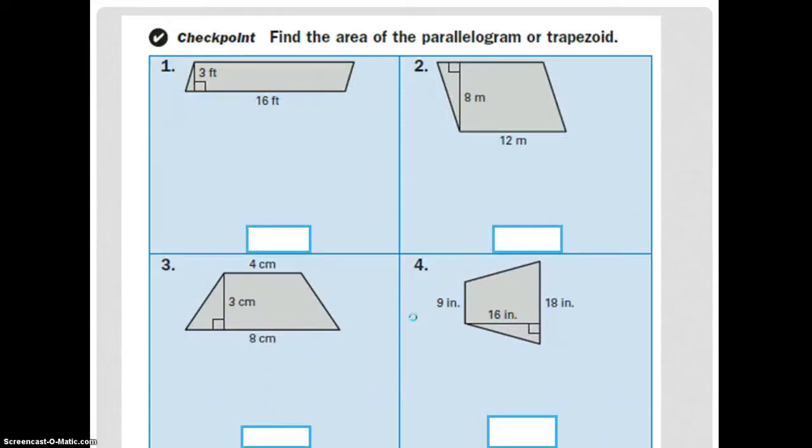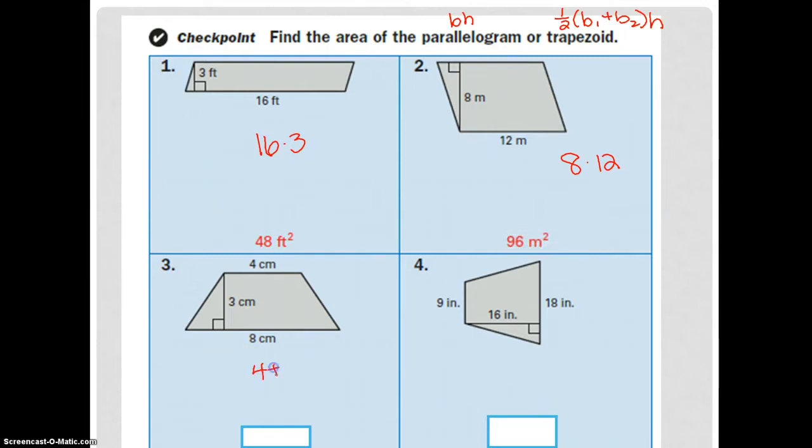For number 1 through 4, find the area of the parallelogram, which is base times height, or the trapezoid, a half times base 1 plus base 2 times the height. Pause the video, try 1, 2, 3, and 4. Number 1, you're just taking 16 times 3, which is 48. Number 2 is 8 times 12, still parallelogram, which is 96 meters squared.